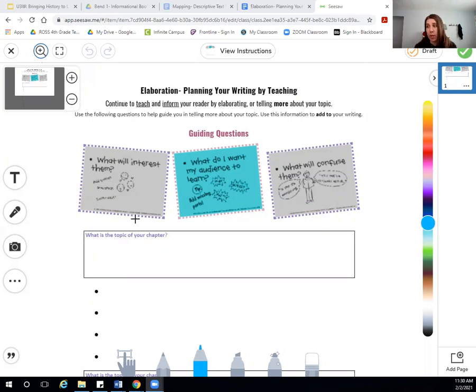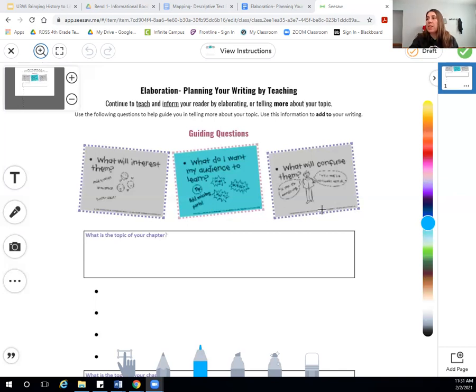What will interest the reader? So when you are writing, you need to be adding information that will be interesting to read, because nobody wants to read something that is boring and no fun. The second question is, what do you want the audience to learn? See, you are the person that knows all about this. You need to teach the reader. So what is it that you want them to learn?